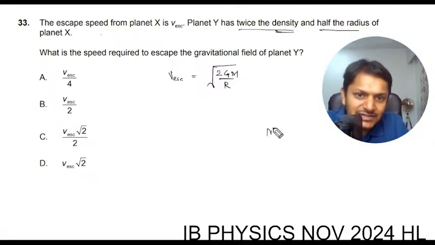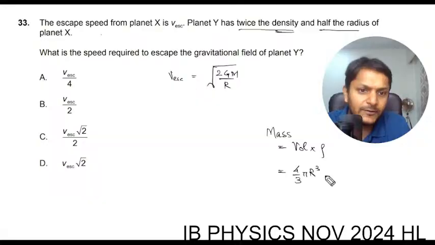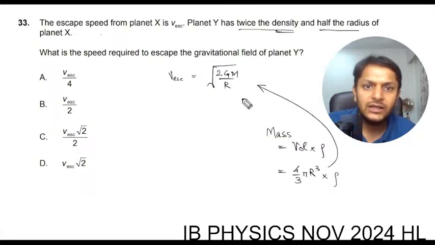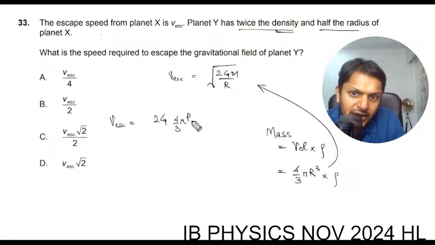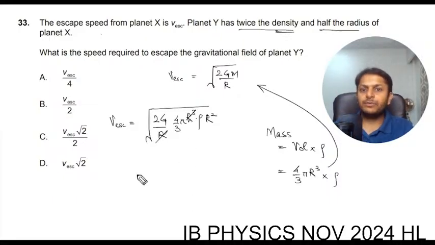Now mass of the planet can be found by volume multiplied by density. So volume of the sphere is 4/3 pi r cube, again given in the data booklet, and this will be multiplied by density. So I can substitute this value here. I'm creating another formula for myself, which is 4/3 pi r cube into density divided by r. This r and this r get cancelled out. It will be r square. So this r is completely cut off there.